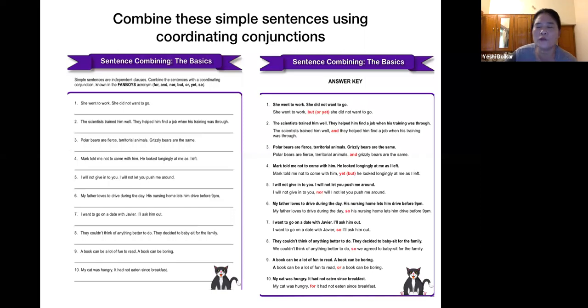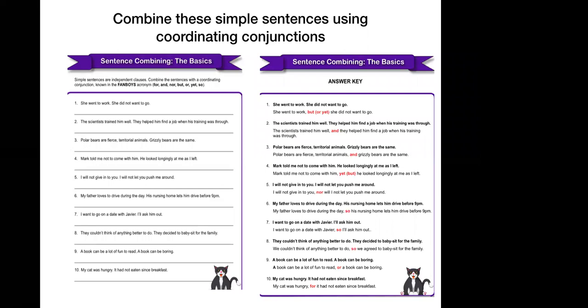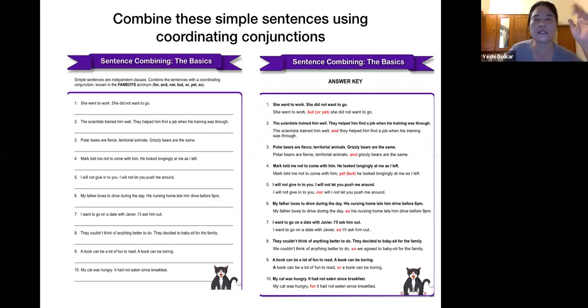So you got all of them right. Okay, so that's a little practice on using coordinating conjunctions, and we will stop over here. And tomorrow we'll continue.